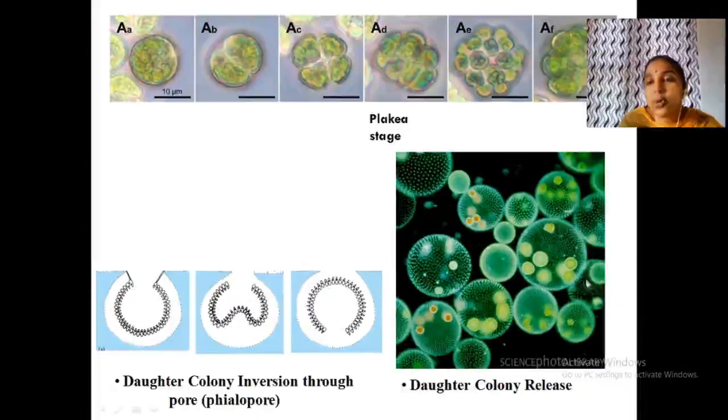This is a microscopic view. What you can see inside this yellow colored structure is a new colony. A new colony formed in the mother colony. So these are known as what? Daughter colonies. What happens is that the mucilage wall breaks and the daughter colonies are released out. So that's all about the asexual reproduction.